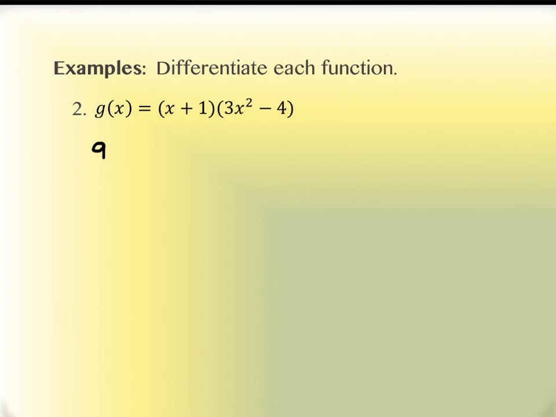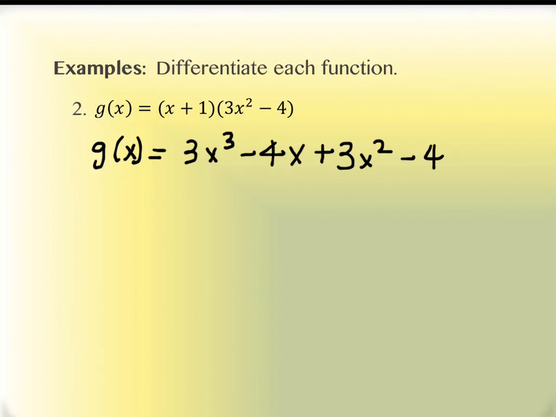So the first thing we're going to do, and make sure you're very clearly labeling things, this function is not the derivative function. This is the original function multiplied out. So this is g of x that I'm writing down. And I'm going to FOIL this out, or distribute this out. So I'm going to take x times 3x squared. That's 3x cubed. I'm going to take the x times the negative 4. That's negative 4x. Then I'm going to take the 1 times the 3x squared. That's 3x squared. And 1 times the negative 4 is negative 4. Are we happy enough with that?